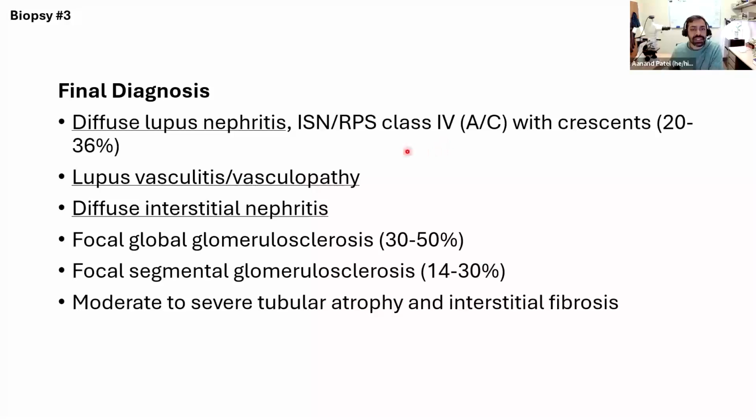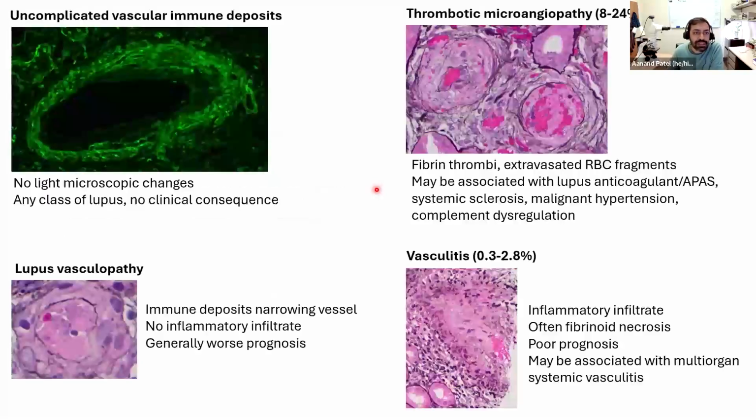The reason I wanted to show this biopsy is that we see lupus nephritis all the time, but these vascular lesions we don't see as often. So I'm just going to briefly talk you through some of the extraglomerular vascular manifestations of lupus. What we see commonly are these uncomplicated vascular deposits. This is just immune deposits in the vessels that you can detect by immunofluorescence, but by light microscopy, the vessels look pretty much normal. We can see this in any class of lupus. This helps us to make the diagnosis of lupus, seeing extraglomerular deposits, but to our knowledge, no clinical consequence of these deposits.